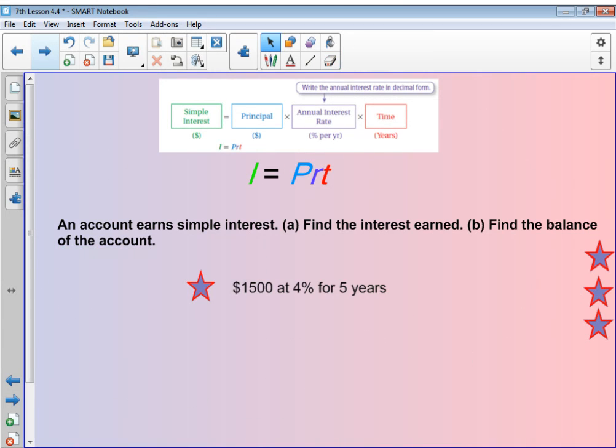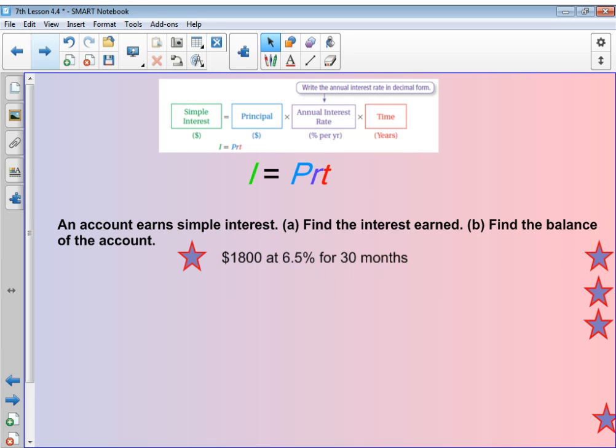Okay, so the key thing on working with these is that you're understanding what each of the numbers is representing, and then plugging in and solving for that. In this case, we're solving for interest. Okay, so here's our next one.